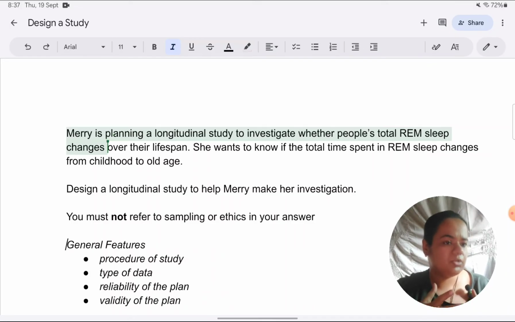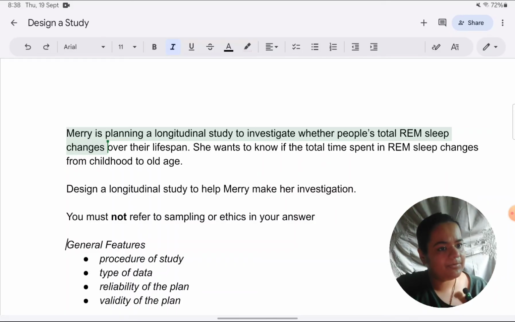Just think about it logically and practically. If you were the researcher, keep yourself in Mary's place. Where would you be able to do such a study in which you are able to measure how much time people are spending in REM sleep stage? Would you be able to do it in their homes where they are naturally sleeping?